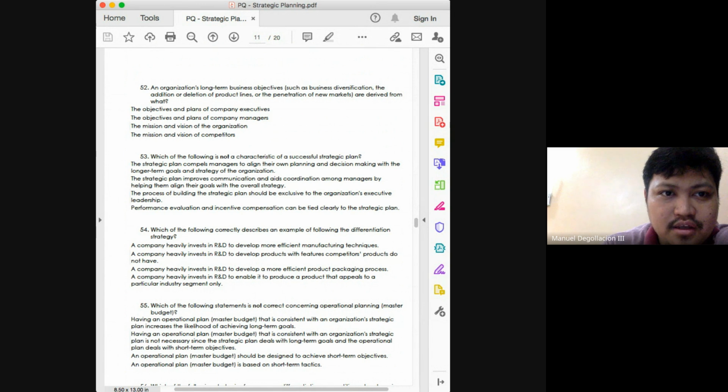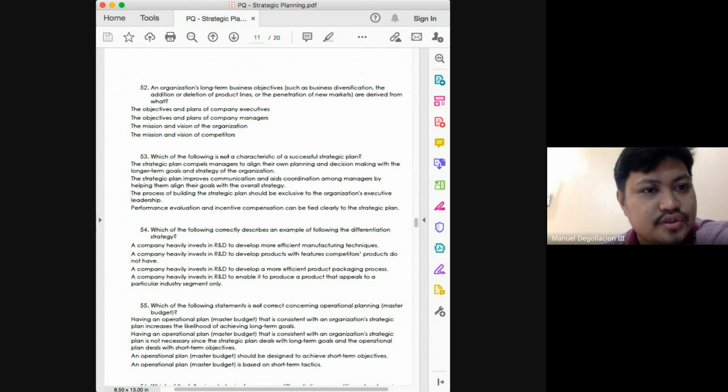53, which of the following is not a characteristic of a successful strategic plan? The strategic plan compels managers to align their own planning and decision making with the longer term goals and strategy of the organization. That's correct. The strategic plan improves communication and aids coordination among managers by helping them align their goals with the overall strategy. That's also correct. The process of building the strategic plan should be exclusive to the organization's executive leadership. That's incorrect. So this would be our answer. Fourth option, performance evaluation and incentive compensation can be tied clearly to the strategic plan. That's also correct. So the answer again here is the third choice.